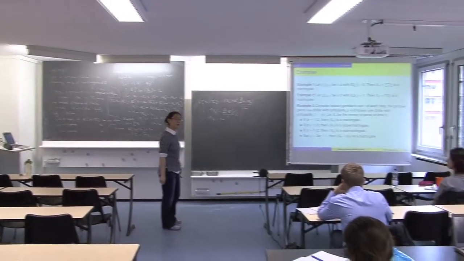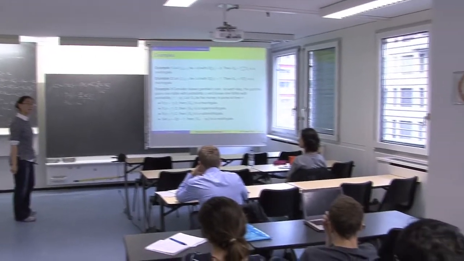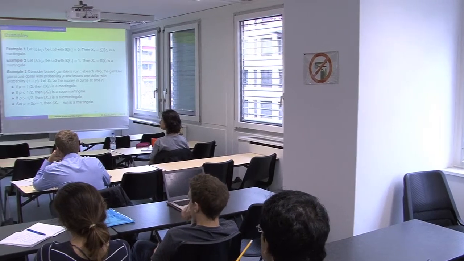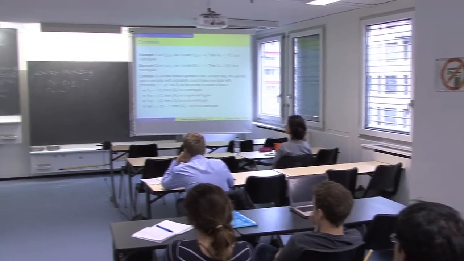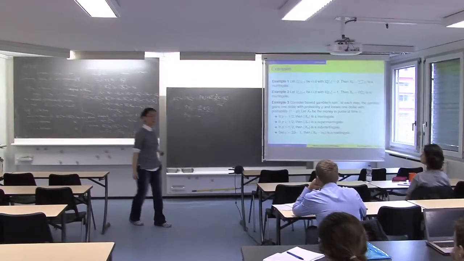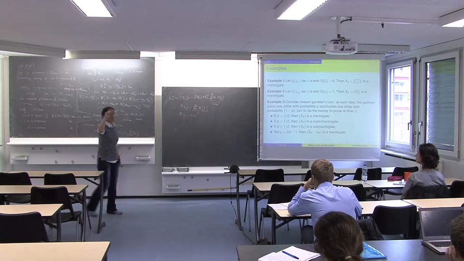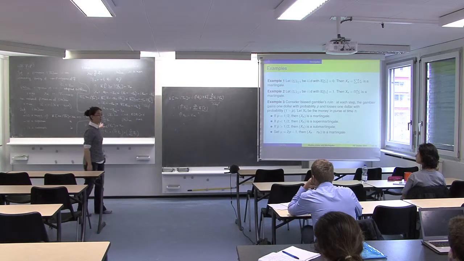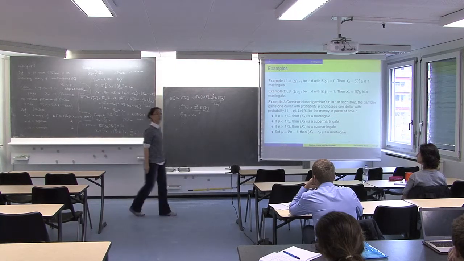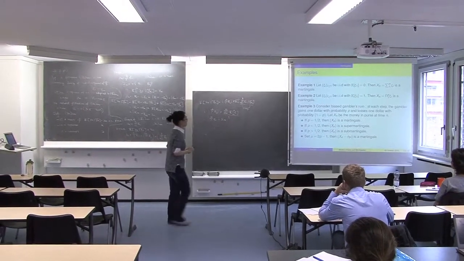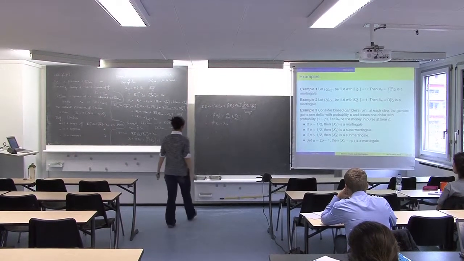We need a more powerful version of taking out what is known for this. In fact, we need to assume this sequence of IID random variables is either non-negative or bounded. And then this is enough to use taking out what is known. Yeah, we need some regularity restriction on this sequence of random variables. Okay, so this is the second example.